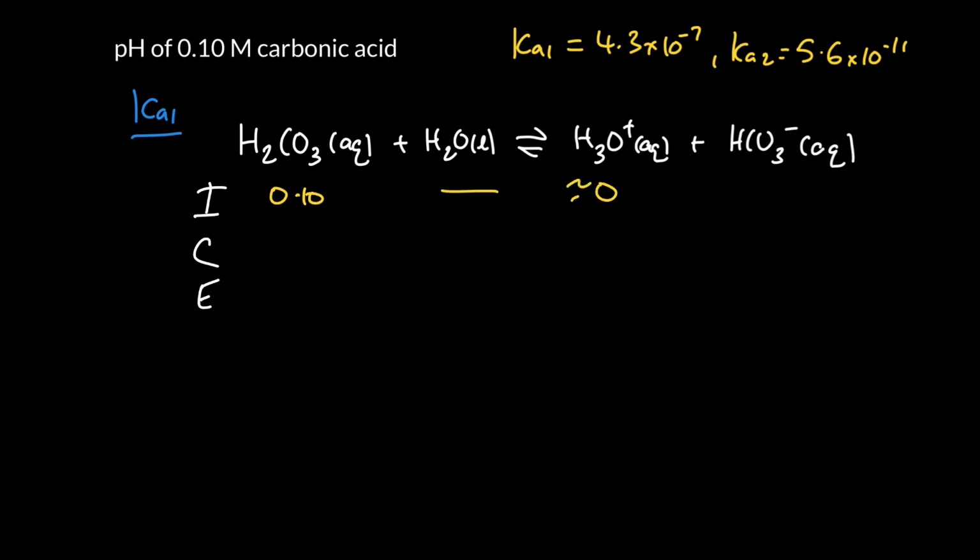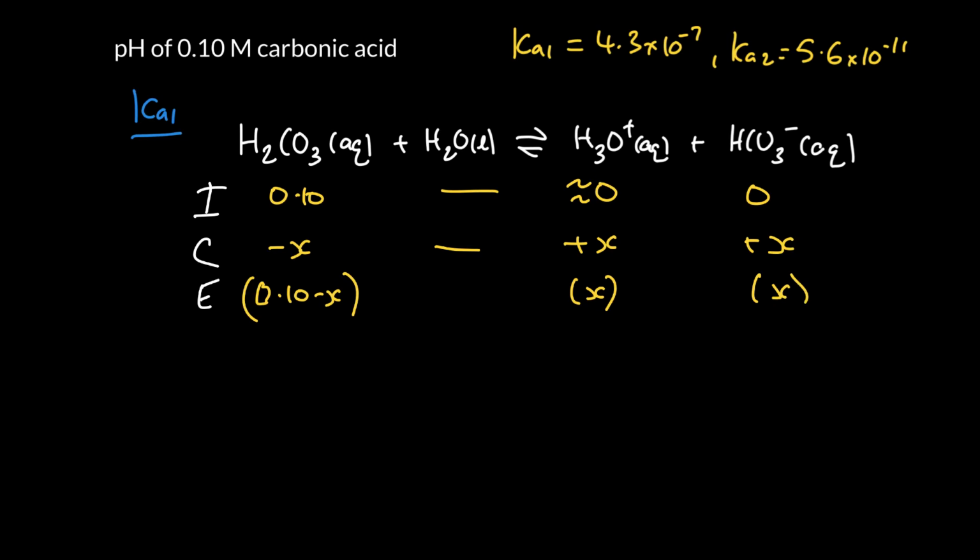Initially, the 10 to the minus 7 is hopefully small enough we can ignore. The change, like all of these ICE charts, whether it's 1 to 1 to 1, is minus x on the side that loses and positive x on the side that gains. So at equilibrium, 0.1 minus x, hoping that the 10 to the minus 7 isn't going to matter, and x. All right, so now we're ready to calculate. Ka1, which is 4.3 times 10 to the minus 7, is equal to the concentration of products over reactants: x times x, x squared, over 0.1 minus x.